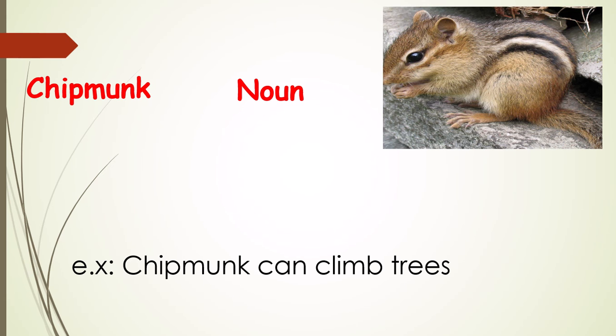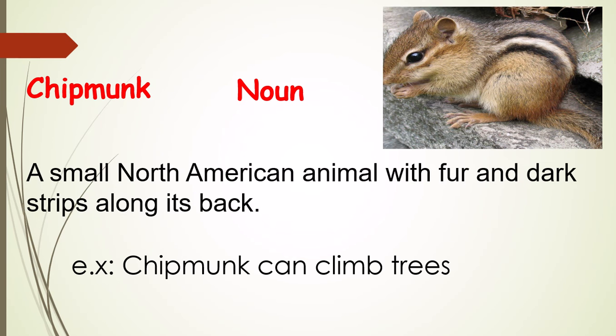Let's see the definition to differentiate between squirrel and chipmunk. Chipmunk, a small North American animal with fur and dark stripes along its back. Here we have a difference. In a squirrel, we don't have dark stripes, but in a chipmunk, we have dark stripes on its back. Super.